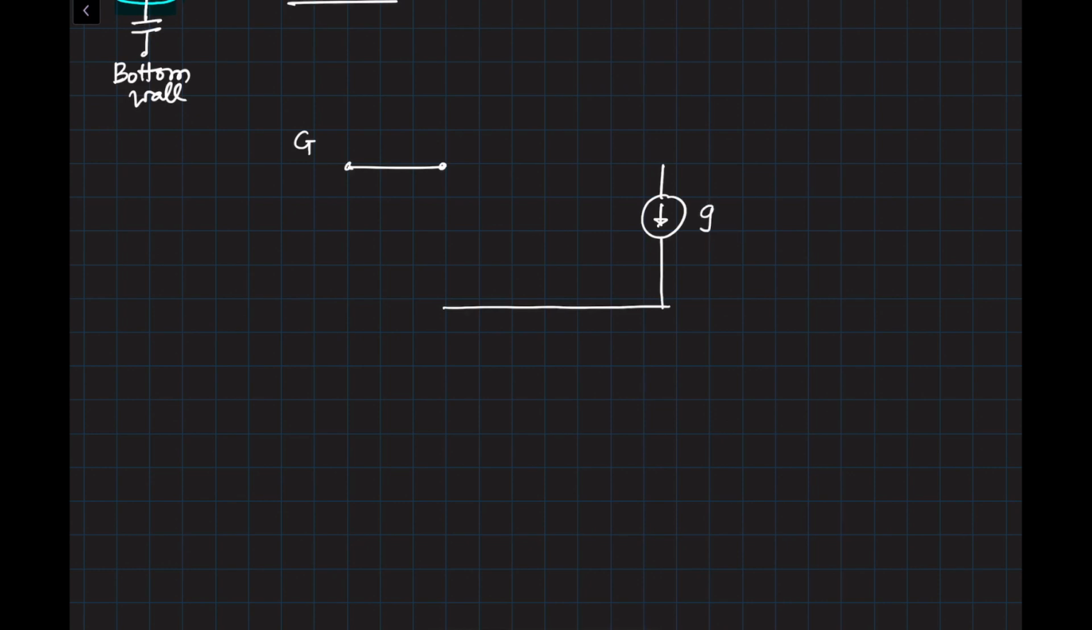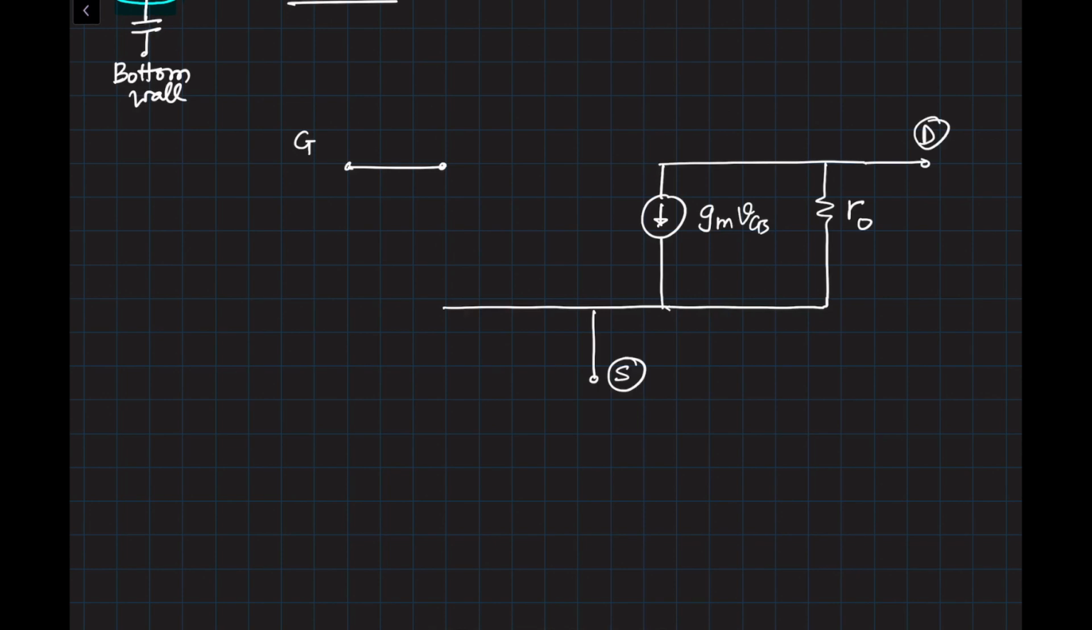The current source is gm times VGS, and we have Rout, which is the output resistance of the transistor. Now for a saturated device, what we would say is the gate to drain capacitance. If you remember, we worked on Miller capacitance. So for that, this CGD is going to be important whenever we have a gain stage.